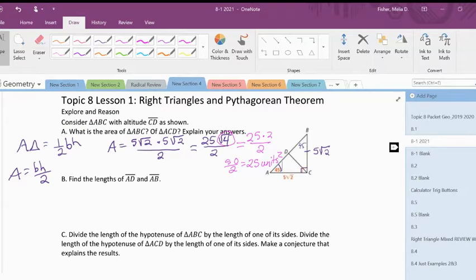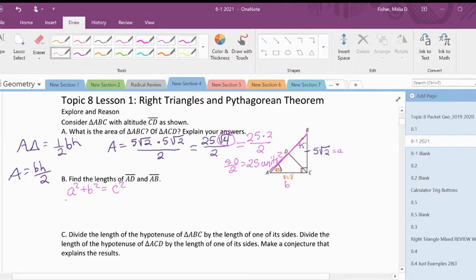Now we need to find the lengths of AD and AB. Let's start by finding the length of AB. So if you recall, the Pythagorean theorem says a squared plus b squared equals c squared. And the c has to be the hypotenuse, and AB right here is the hypotenuse of that triangle. So this is a, and this is b.